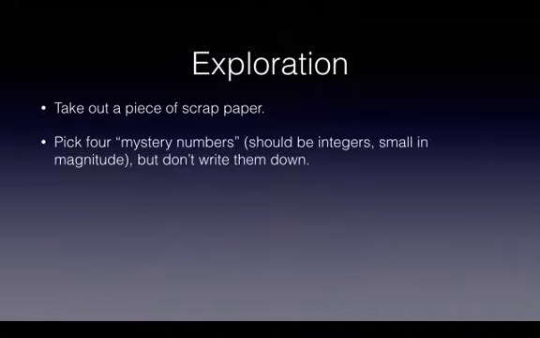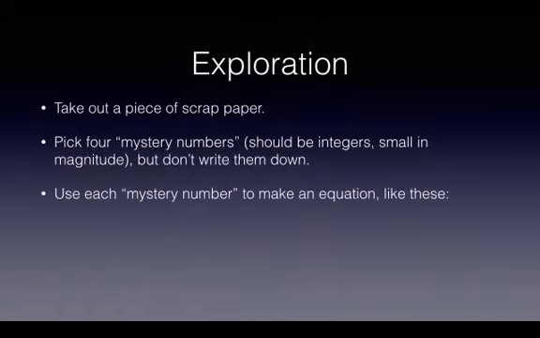The exploration that we did in class started off with me telling you to take out a piece of paper and to pick 4 mystery numbers. They should have been integers, which means they can be numbers like 1, 2, 3. 0 is acceptable, even -1, -2, -3. But I encouraged you to choose some small numbers in magnitude and to keep them to yourself, not to write them down. From there, you were supposed to take each one of your mystery numbers and make an equation out of it, like the 4 that I made up, and they looked like this.